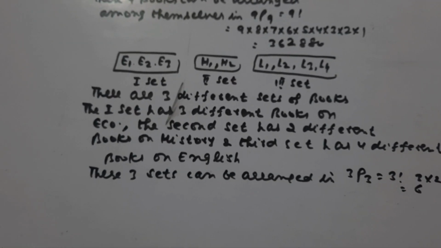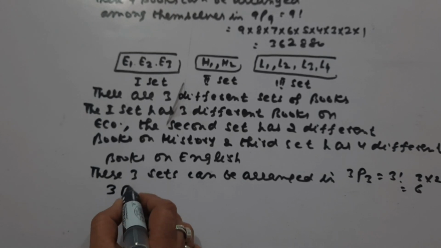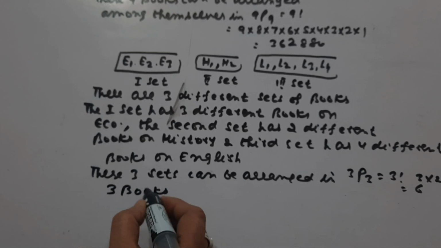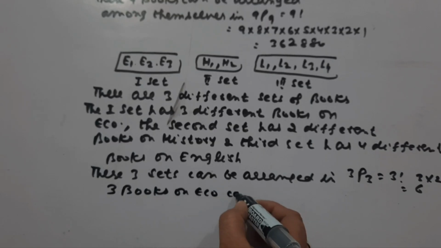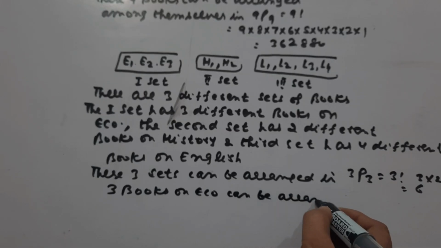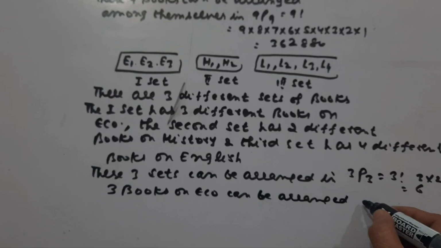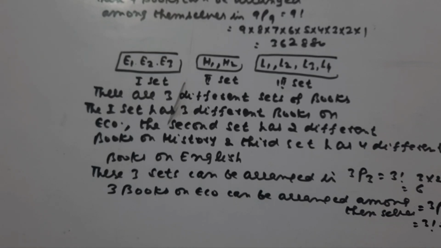Now, three books on economics can be arranged among themselves in 3P3 ways. This is equal to 3 factorial, equal to 6 ways.